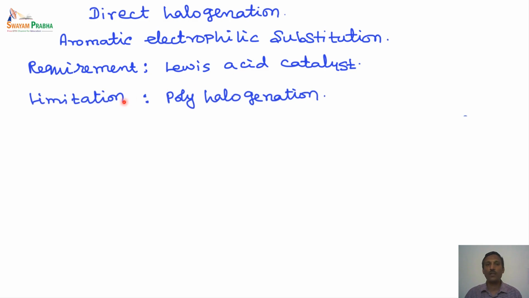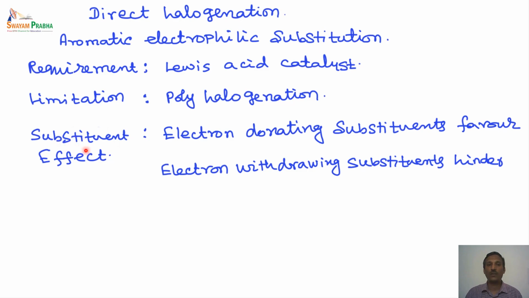But there is a major limitation for this reaction. This actually leads to polyhalogenation. Although direct halogenation is a good method, depending on the condition and the temperature used, we may end up with polyhalogenation. So it is a little bit difficult to control monohalogenation of aromatic systems.